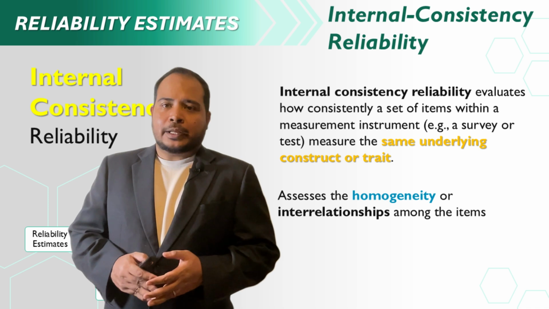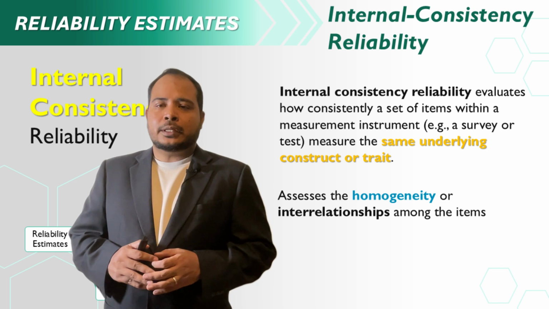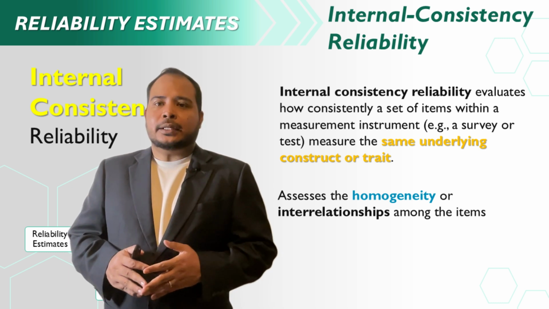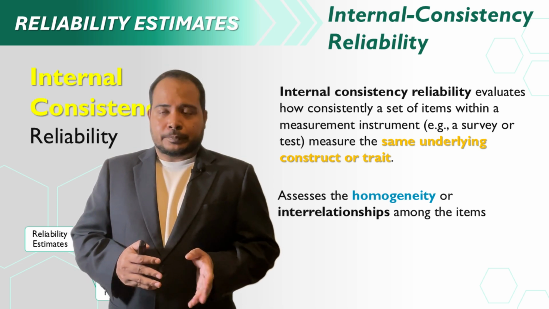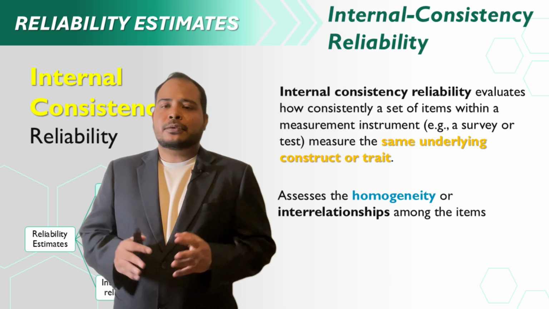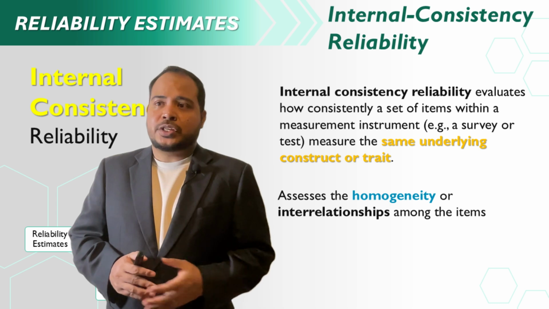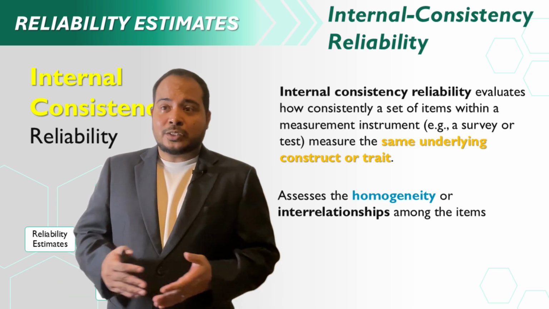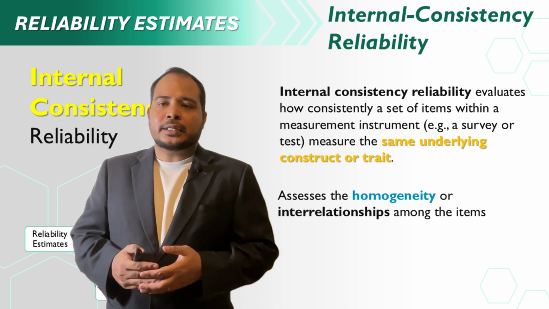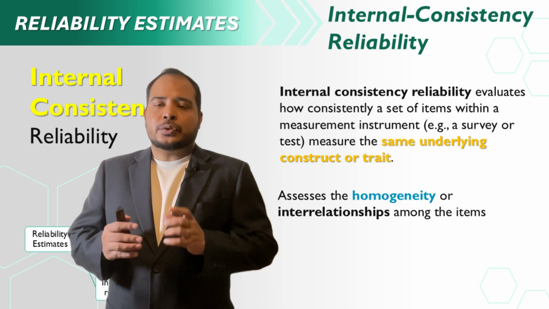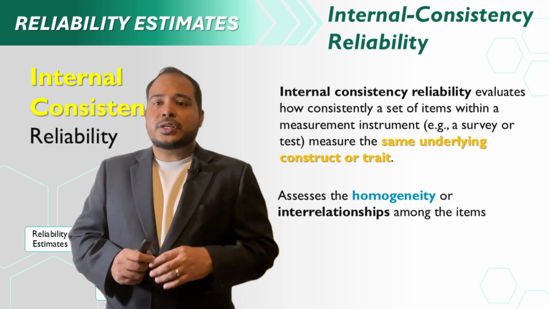This type of reliability is commonly the most used or the most applied type of reliability to evaluate whether a psychological measure is consistent or free from error. Internal consistency reliability evaluates how consistently a set of items, all of the questions within a measurement instrument or scale, measure the same underlying construct or the same underlying traits. So this evaluates how consistently all of the items measure the same constructs.